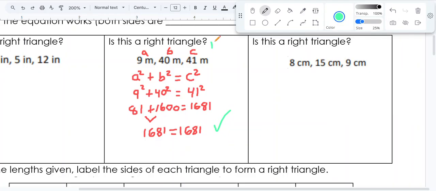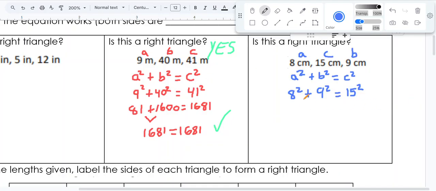So is it a right triangle? Yes, it is. Okay? So all you do is you have to figure out what's A, what's B, and what's C, plug it into your formula. If the two sides equal each other, you know it's a right triangle. C has to be the largest side.